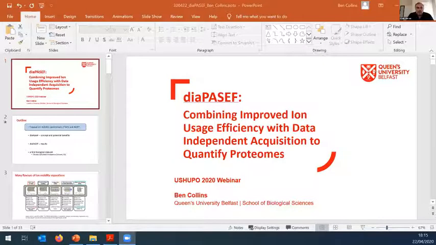A very innovative combination of electrospray, ion mobility, and the QTOF mass analyzer. And I believe we're going to hear an application of that technology this morning from Ben Collins.